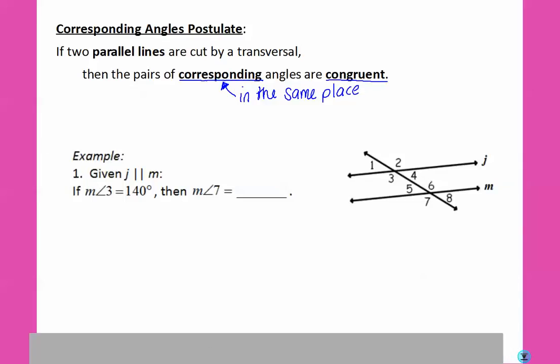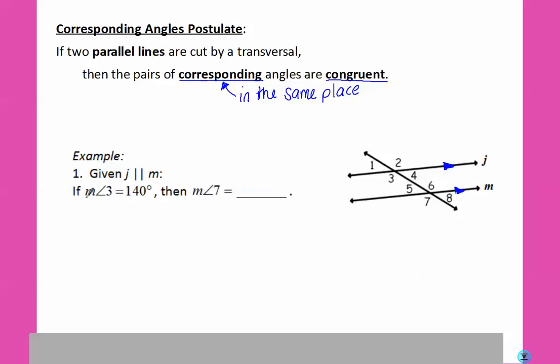So, given that J is parallel to M, the way we can mark that they're parallel is by drawing arrows in the middle of the lines or on the lines, not at the ends. The ends tell us that they go on forever. Arrows on the lines mean that they are parallel.